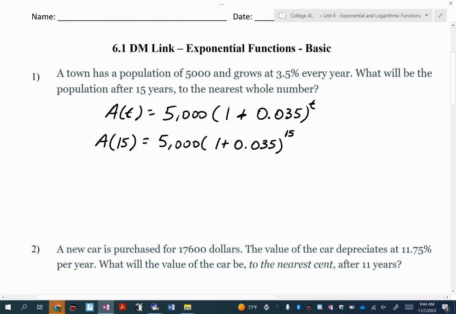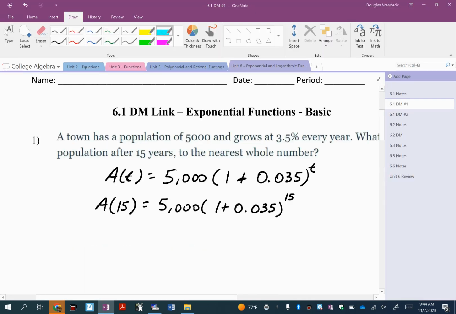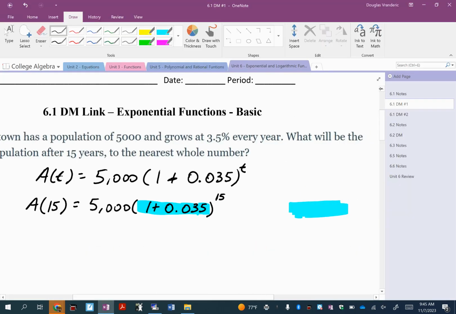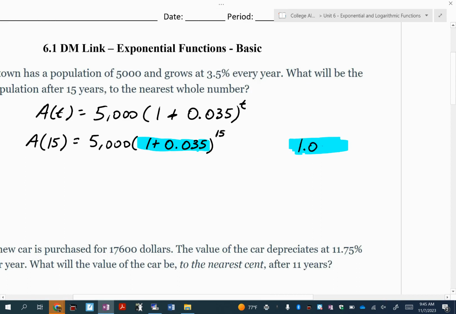Okay. Which one? Is this a 1? It's a 1 plus. If you'd like, I'll put this to the side. It's up to you. Both are correct. But if you'd like, you could rewrite this as 1.035 to the 15th power. If you wanted to put them together, it's your choice.